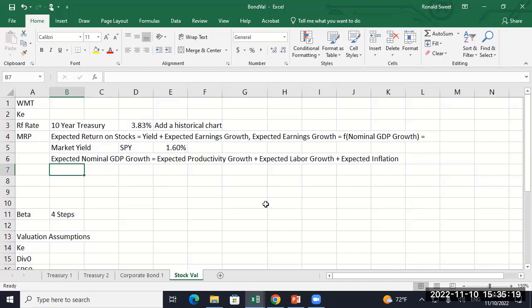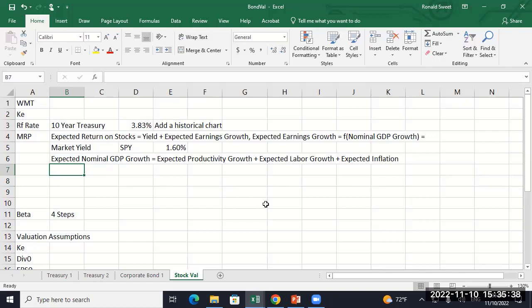Then expected inflation. The Fed says they're targeting 2%. I talked about that last night. Where did that 2% come from? It's just kind of a random number. The bond market will tell you what they think inflation is. So when I do the video, I'll show you some ways you can figure out expected inflation.